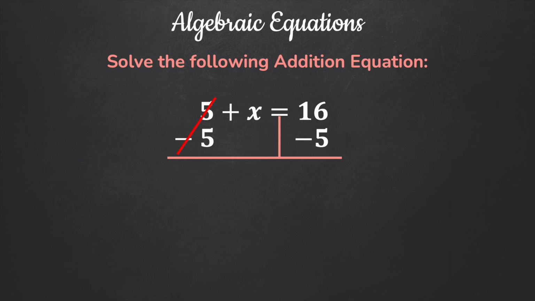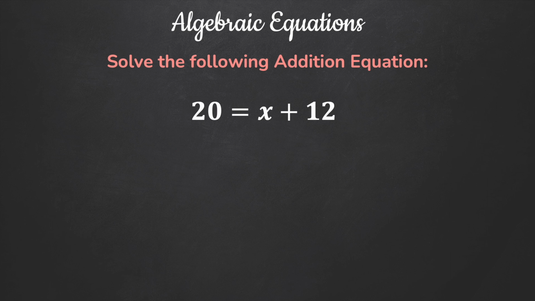Now, these two cancel out, and so on the left side, we're only left with x. We're going to bring down the equal sign, and then 16 minus 5 is equal to 11. So our x is equal to 11. Now, if we went back and checked our answer by substituting, 5 plus 11 is in fact equal to 16.